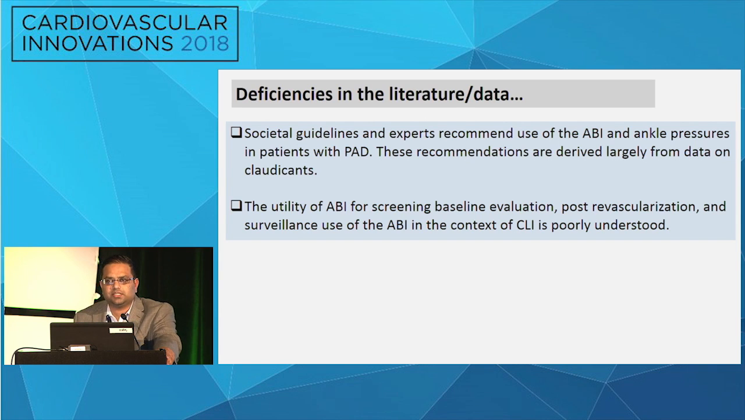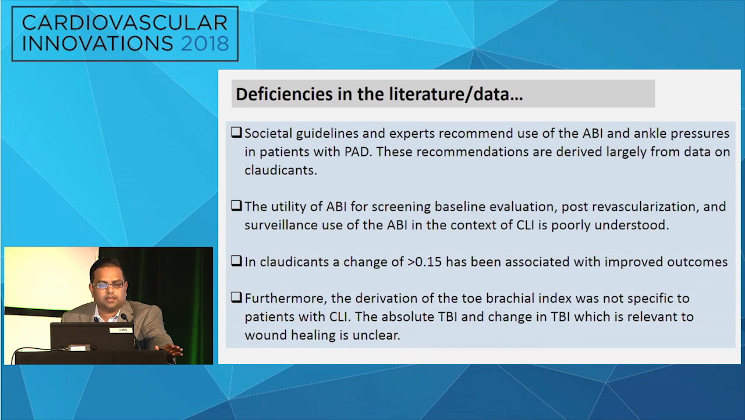There's quite a few deficiencies in the literature in that most of the guidelines recommend the use of ABIs and ankle pressures in patients with PAD, and these data are largely derived from claudicants. And so the utility of these measures in critical limb ischemia is still very poorly understood. In claudicants, you saw earlier a change of about 0.15 has been associated with improved outcomes, but whether that applies to CLI or not is still uncertain.